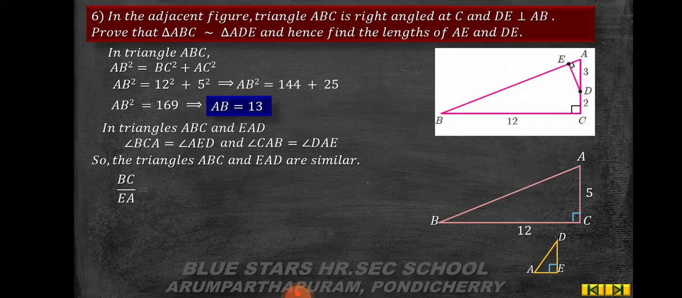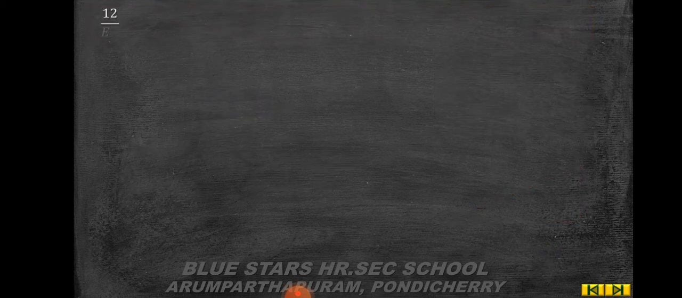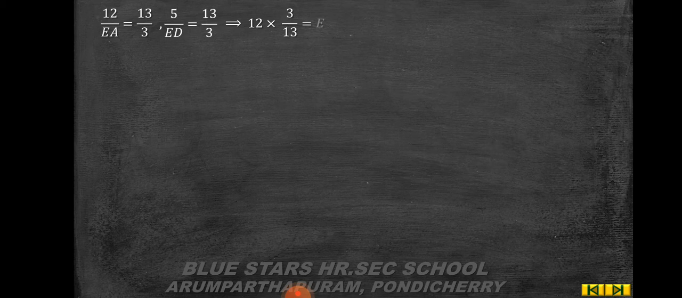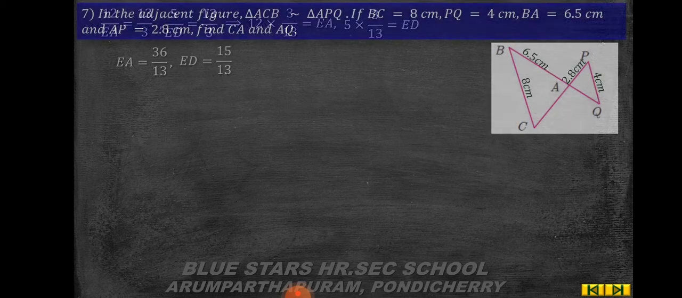So BC by EA is equal to CA by ED is equal to AB by AD, which implies 12 by EA, which is equal to 5 by ED, is equal to 13 by 3. So 12 by EA is equal to 13 by 3, 5 by ED is equal to 13 by 3, which implies 12 into 3 by 13 is equal to EA, 5 into 3 by 13 is equal to ED. So EA is equal to 36 by 13, ED is equal to 15 by 13.